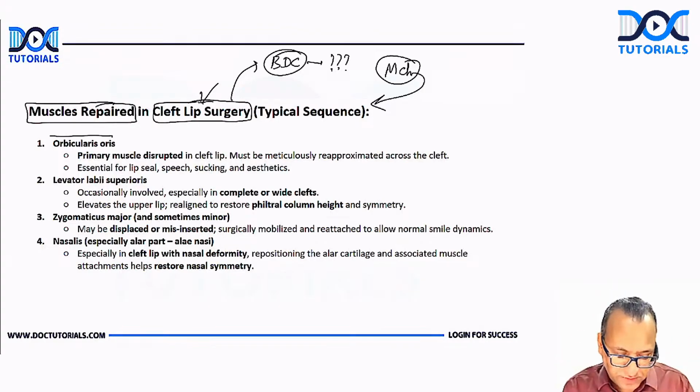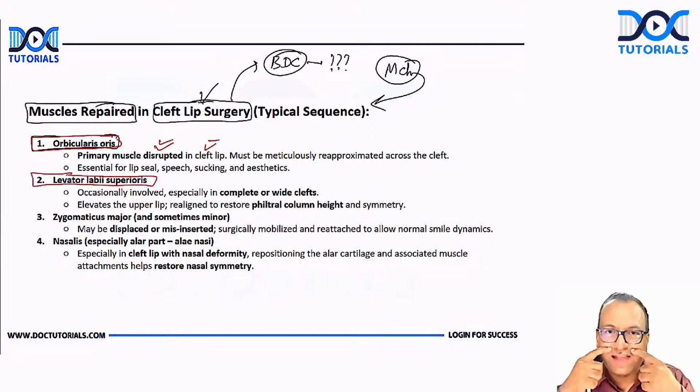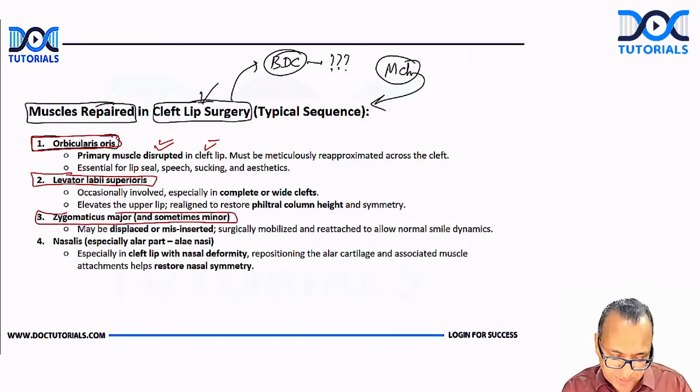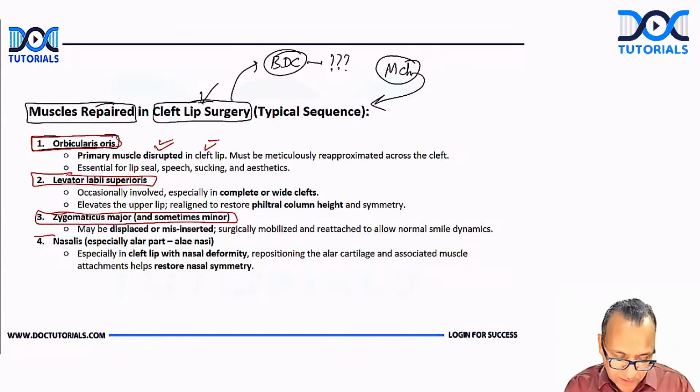So the very first thing which you have to work upon is, of course, orbicularis oris, and in cleft lip it is disrupted, so you have to work upon that. Number two, it is levator labii superioris. You are elevating the upper lip by some muscle. I'll show you the muscle also. You have to work upon that. Then number three, you have to work upon zygomaticus major and minor, the ones which pull the angle of the mouth laterally. You are working upon that in a sequence. And number four, nasalis.